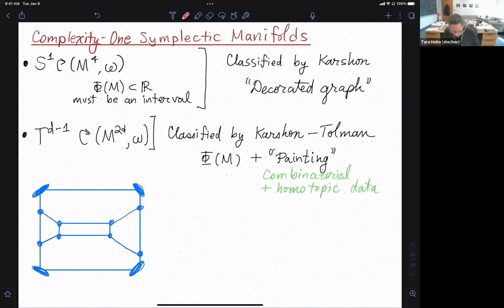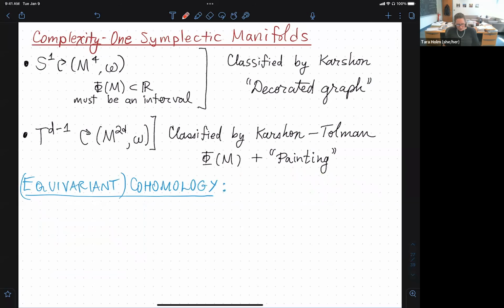Similarly, Karshon and Tolman have classified complexity 1 symplectic manifolds. So the general case of a (D-1)-torus acting on a 2D-dimensional manifold, and these are classified by the moment image plus some additional structure called a painting, which consists of combinatorial data as well as homotopy type data. This is quite a bit more complicated than the toric case, but the point is that they are classified with data that we can write down. And so then natural questions are, well, can you compute topological invariants from this data?